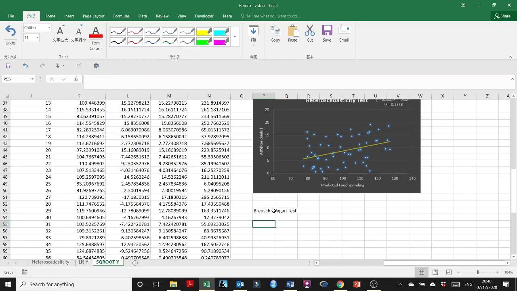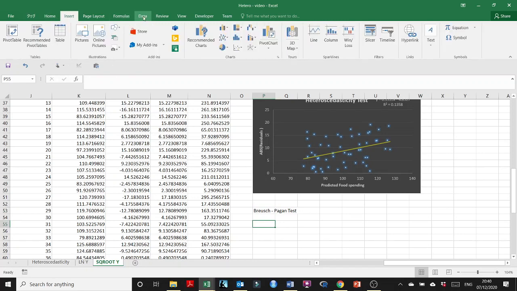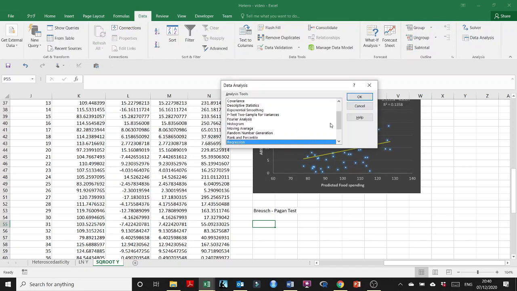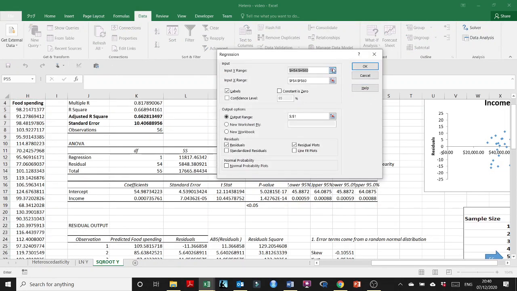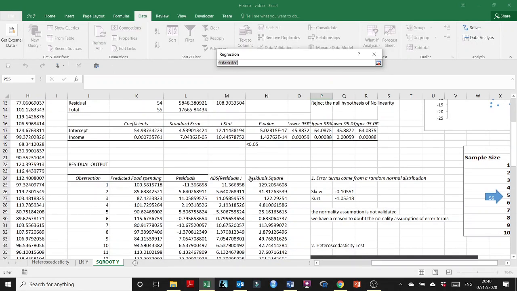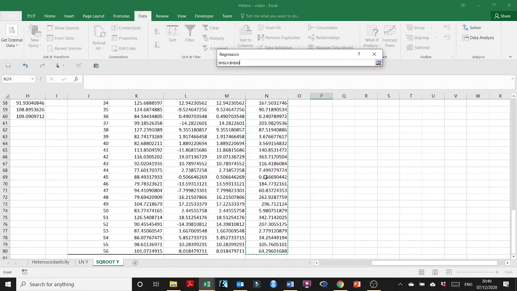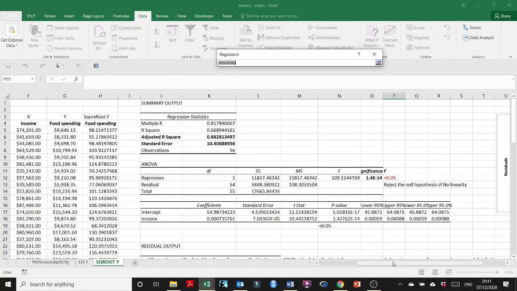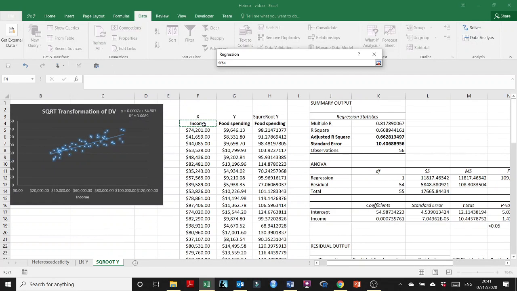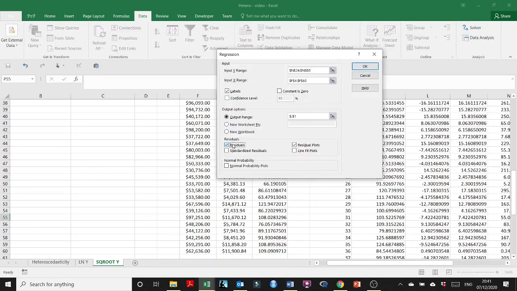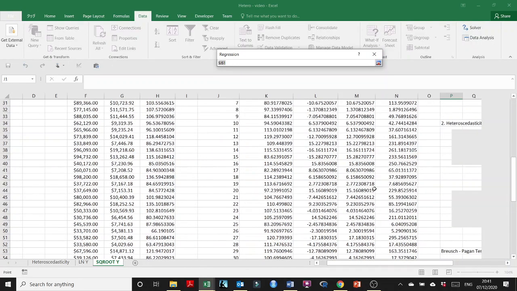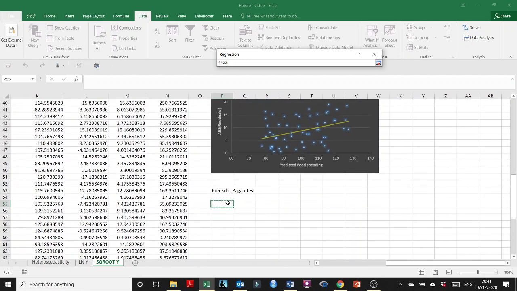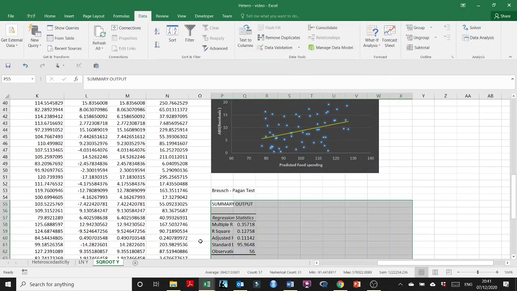For this purpose, let's run data linear regression again. But in this case, we're going to take the y values to be the residuals squared. And let me remember that I took the labels this time, so I'm going to keep the labels checked. And the x-axis is the independent variable, and that is the income. And I'm not going to need the residuals and the residual plots for now. And let me just put the output right here and hit OK. Let's take a look.